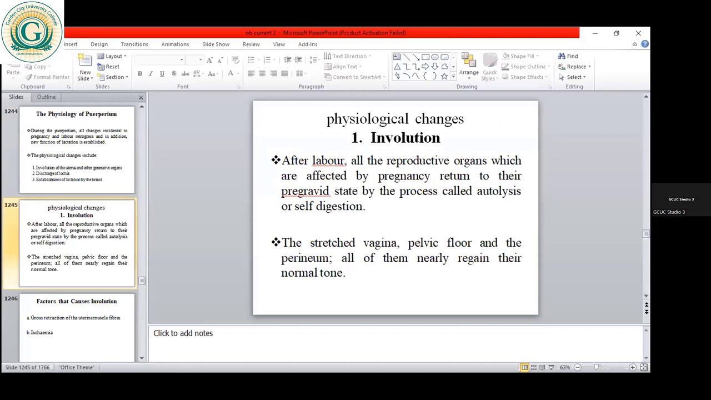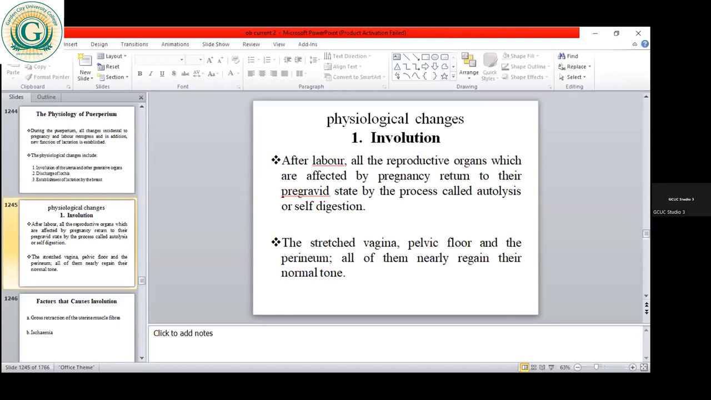After labor, all reproductive organs, ovaries, fallopian tubes, uterus, vagina, everything affected by pregnancy, if you read the changes in pregnancy, you understand, go back to the pre-gravid stage, what it was before the woman became pregnant. But what normally happens is what we call autolysis, or self-digestion of extra tissues.